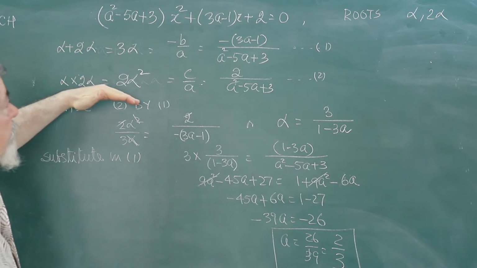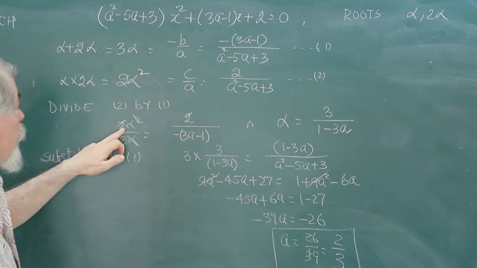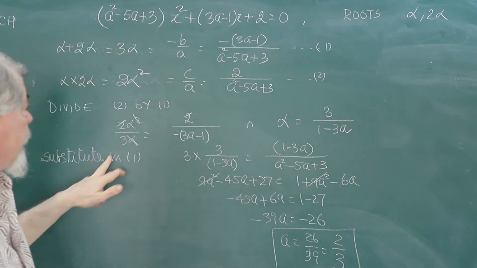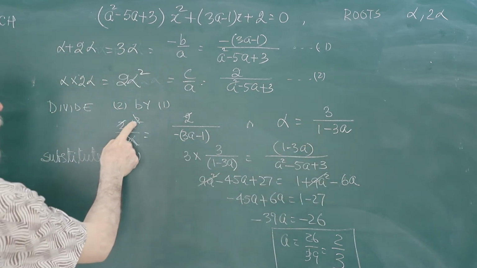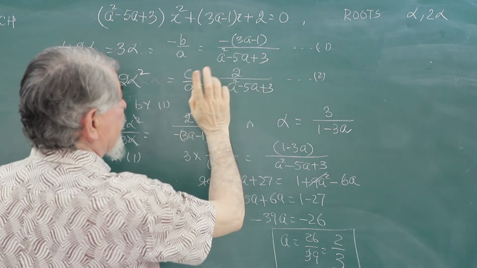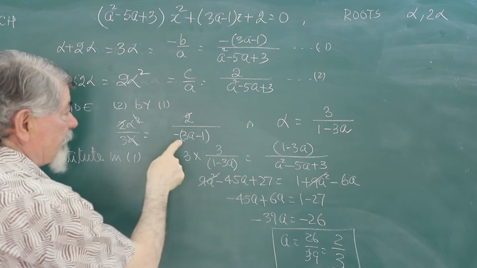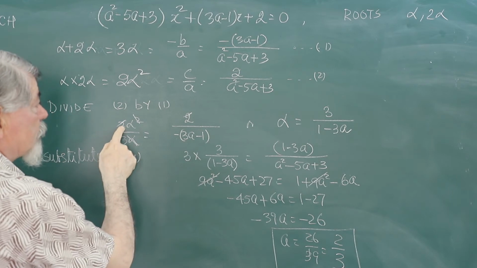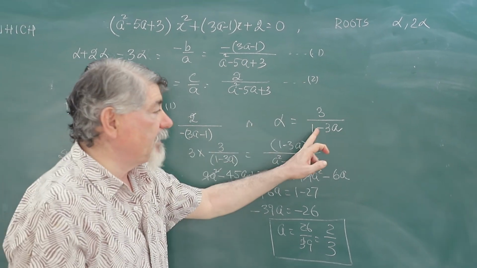Now what I do is I divide equation 2 by equation 1, that is 2 alpha square by 3 alpha, and when I divide this by this, I will get alpha is equal to 3 upon 1 minus 3a. What happens is, 2 alpha square upon 3 alpha, alpha will cancel. In this, both these same terms will cancel. It will remain 2 upon minus 3a minus 1, in which I have changed the signs later. I have written plus 1 minus 3a, and this 2 and 2 has cancelled. So I have got the value of alpha as 3 upon 1 minus 3a.